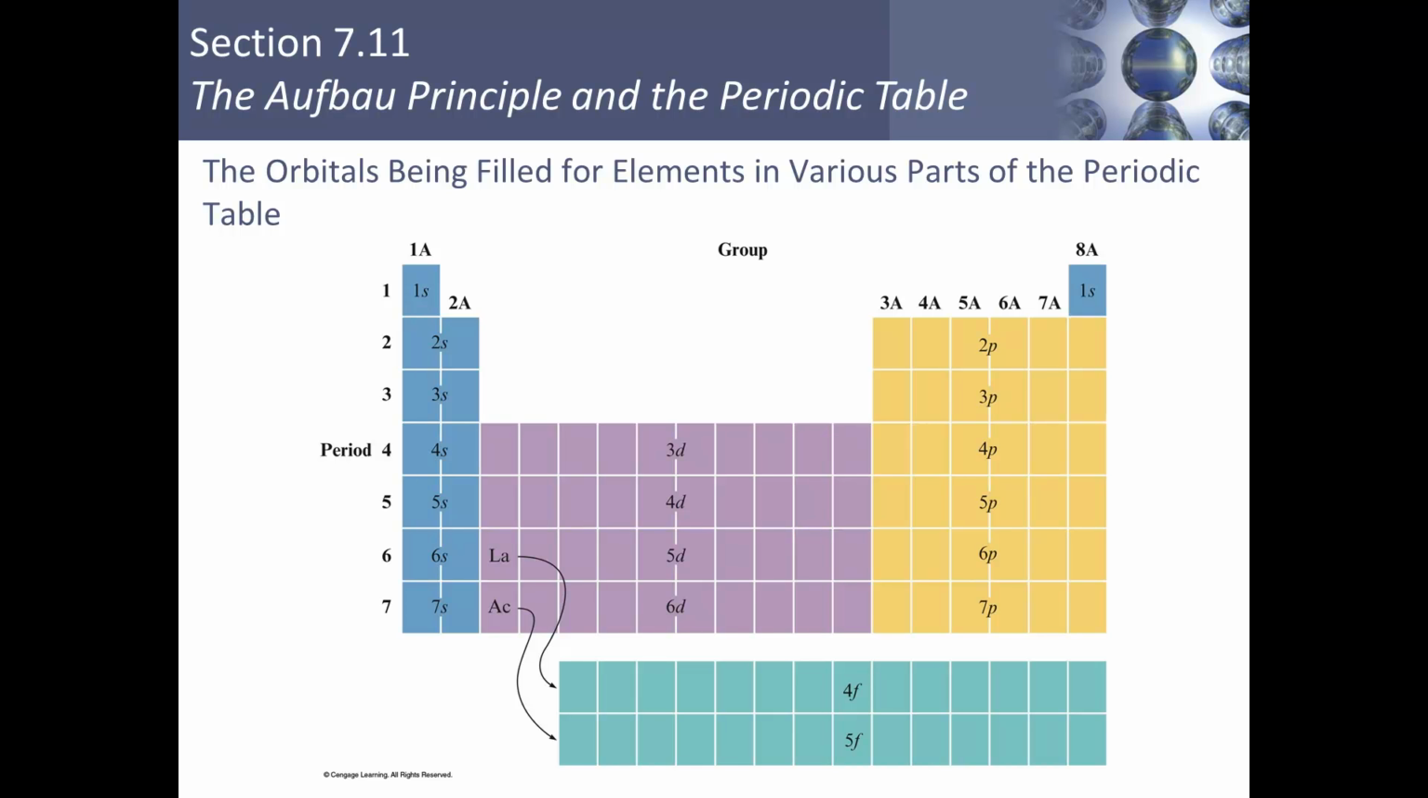So now, if we look at the periodic table, we can see which orbitals are being filled in which parts. In the main group elements on the far left, we're filling s orbitals. These are the s block elements. On the far right, for main group elements, we're filling p orbitals. In the center, for the transition metals, we fill d orbitals. The lanthanide and actinide series, which is separated out, we fill f orbitals.